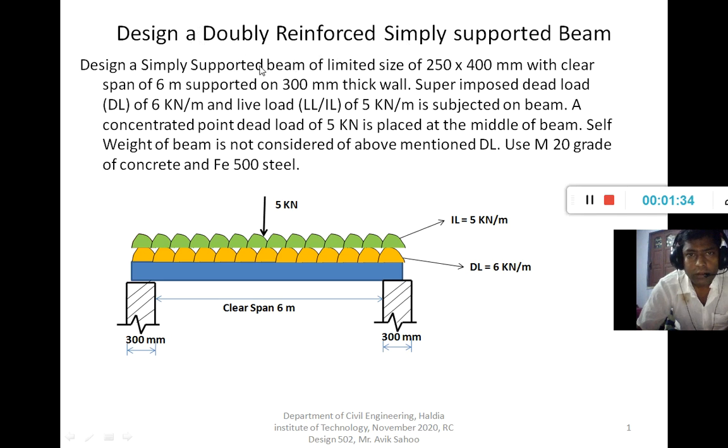So what are the situations? When the size of the beam is limited, when the size of the beam is restricted. And another condition: they should check, if the size of the beam is restricted, and they have calculated the moment, whether the applied moment, meaning the ultimate moment, is more than Mu limiting.